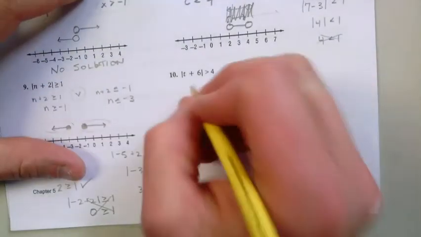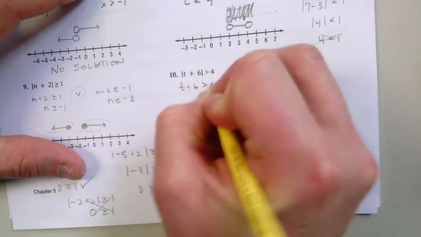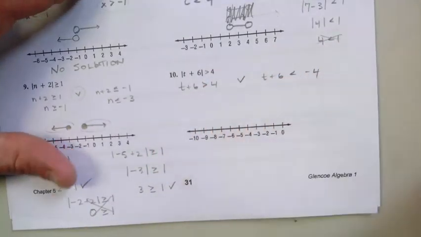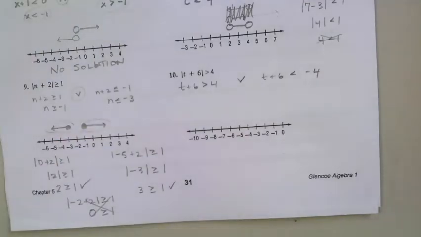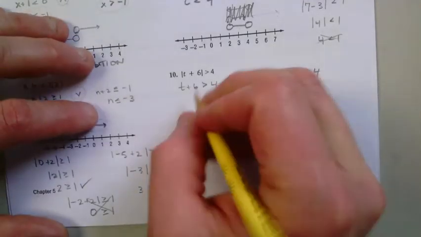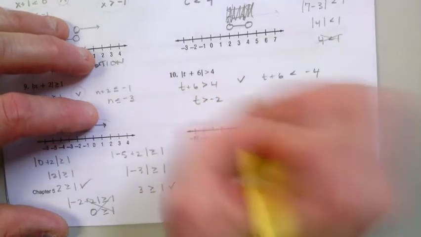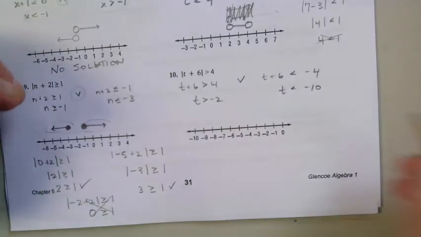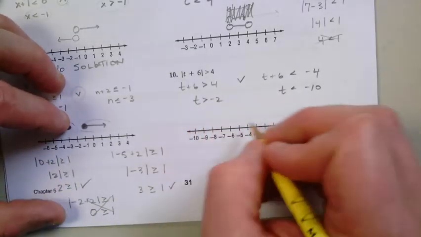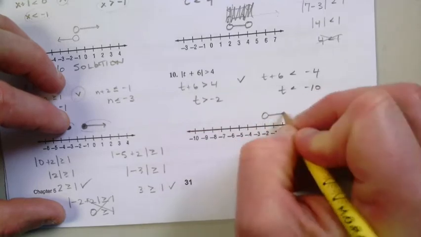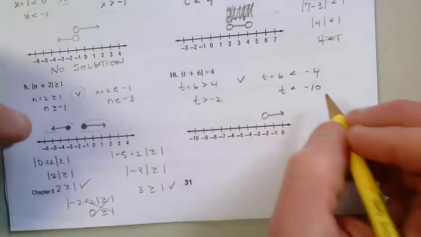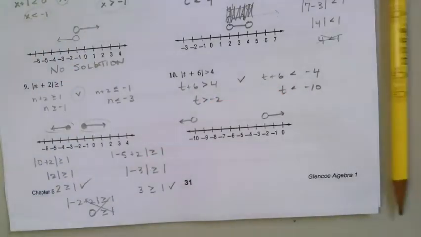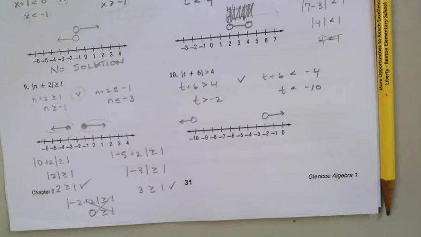Next one. I've got a greater than symbol. So I'm going to do t plus 6 is greater than 4, or t plus 6 is less than negative 4. Notice I flipped the inequality and made it the opposite number value. Okay? If I subtract 6 from both sides, I get negative 2. Subtract 6 from both sides, I get negative 10. So I have t is greater than negative 2, or t is less than negative 10. Okay. So from there, let's see here.